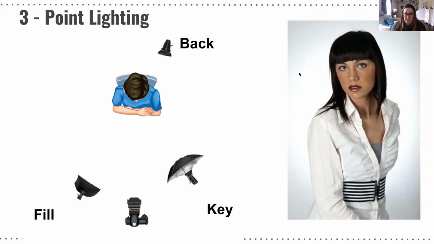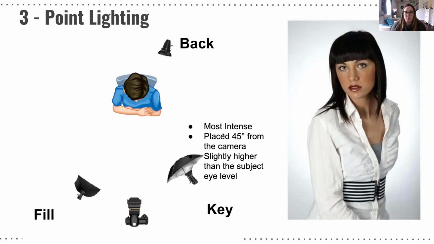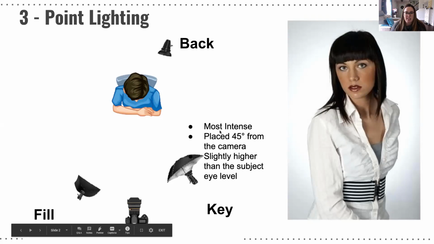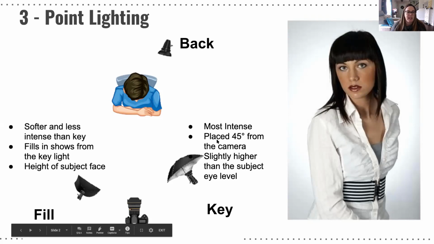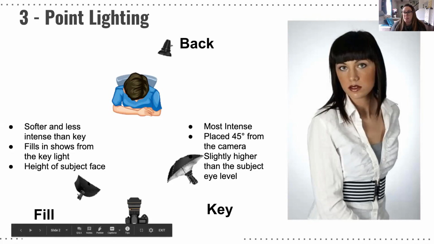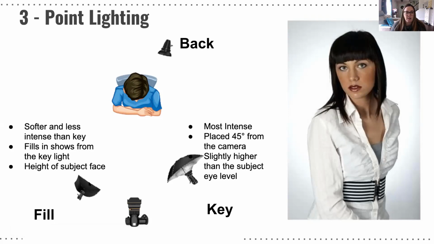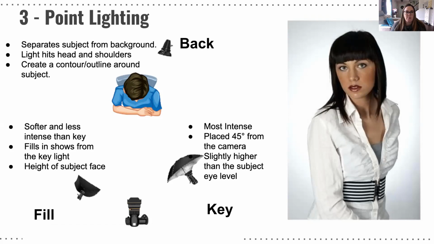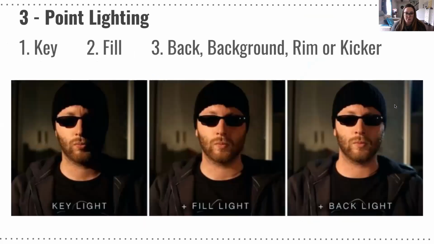So that's 3-point lighting. Remember that the key light is the most intense and it's at a 45-degree angle to the camera. Remember the fill is softer, and that means you need to put some kind of diffusion, or you might change the proximity from the subject to make it lighter. And then we have the back light, which is separating the background from the subject, and we want to give that contour around the edge of their hair and their shoulders.